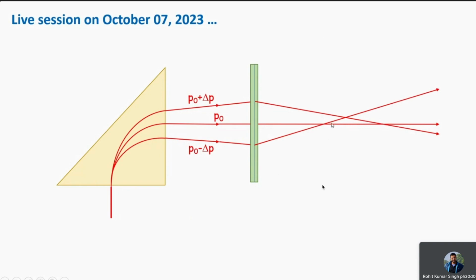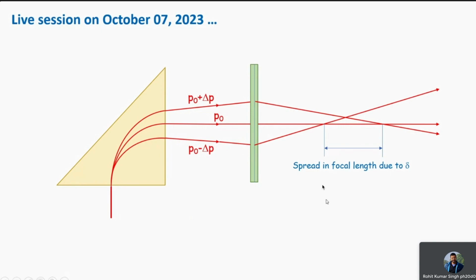Means there are different focal points depending on the momentum. So we have spread in the focal length due to delta. This is known as chromaticity. The origin of the chromaticity is the difference in focal length for different momenta in the quadrupole.